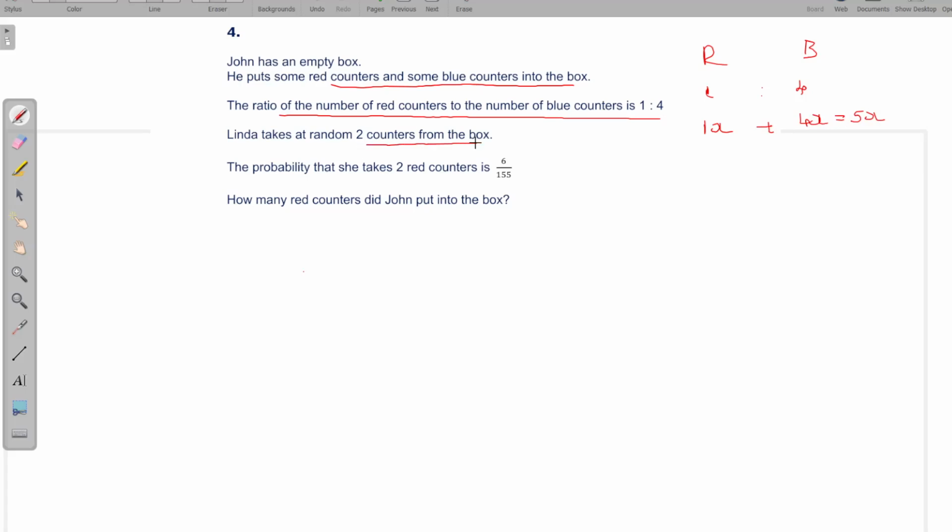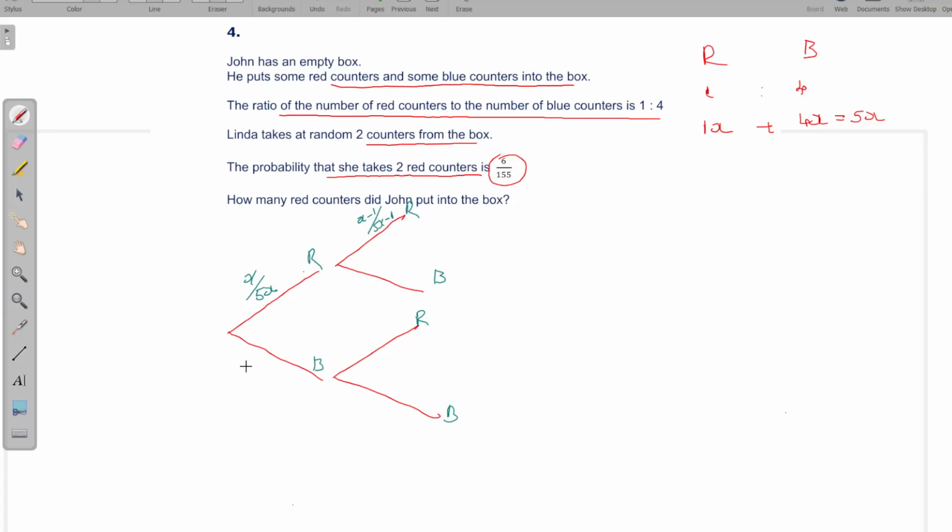Linda takes random 2 counters from the box. The probability that she takes 2 red counters is that. You don't necessarily have to draw the tree diagram, but we can always draw it, so let's draw it anyway. Let's mark it red and blue. Red, blue, red, blue, red, blue. So first time getting a red is x over 5x. Second time will be x minus 1 over 5x minus 1. This will be 4x over 5x. That will be x over 5x minus 1. This will be 4x minus 1 over 5x minus 1. It's not replaced.